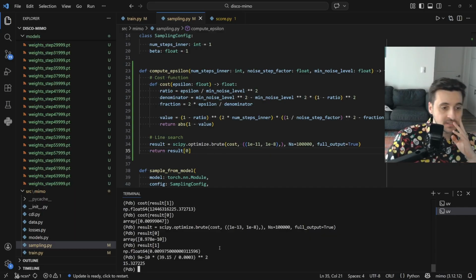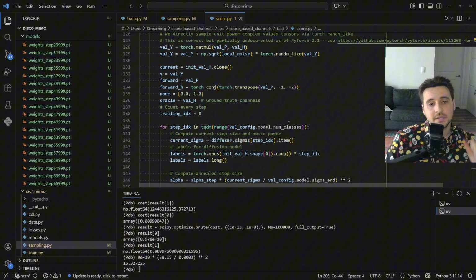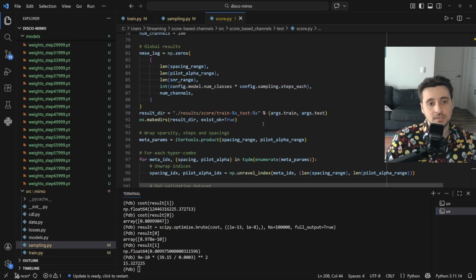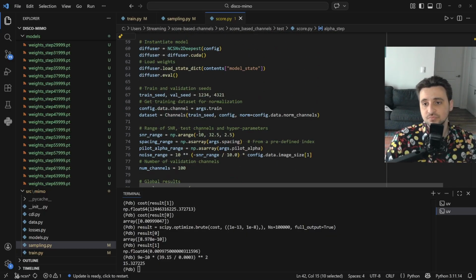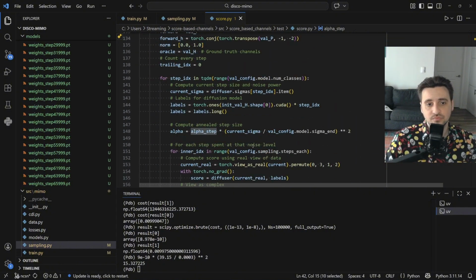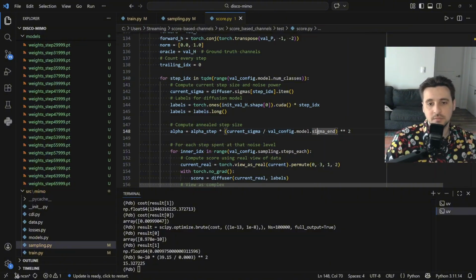But okay, this is all nice and good. But what am I trying to say here? Because if I... So how do I sample from the score here? Something is fishy, right? So I have my alpha step. And my alpha, this is my epsilon. Damn it. Is this what I call epsilon? Is it what I call alpha 0 then? But it's not my epsilon because I do current sigma divided by... Yes, it is my epsilon.